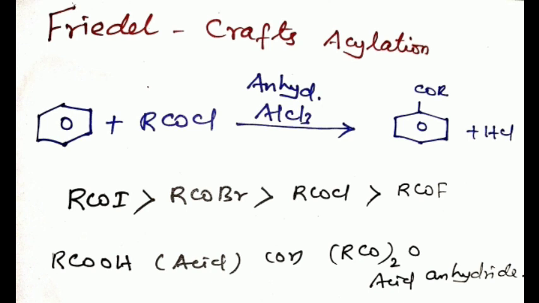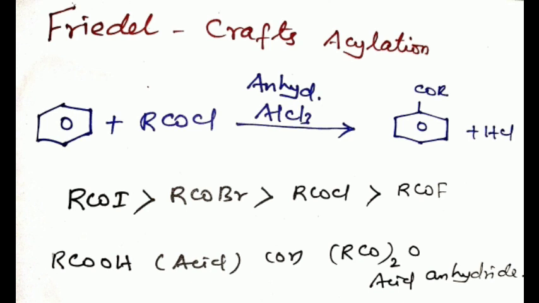For example, benzene combined with an acyl halide in the presence of anhydrous aluminum chloride, which is a Lewis acid, forms an aryl ketone with liberation of hydrogen chloride.